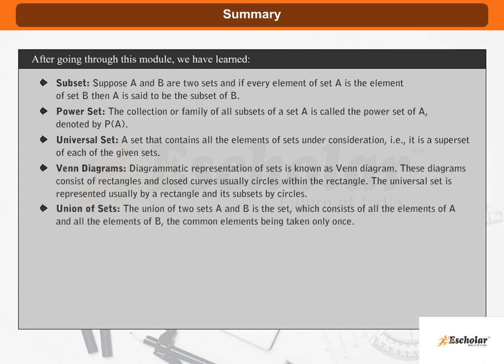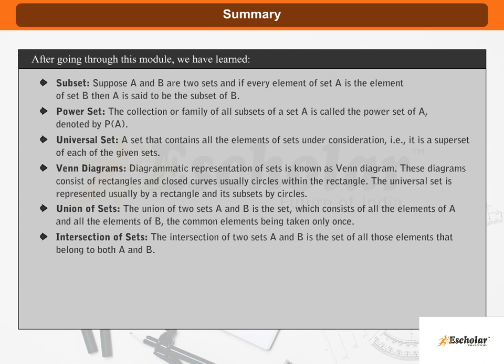Union of sets. The union of two sets A and B is the set which consists of all the elements of A and all the elements of B, the common elements being taken only once. Intersection of sets. The intersection of two sets A and B is the set of all those elements that belong to both A and B.